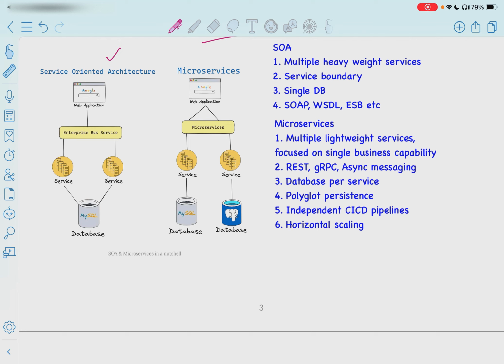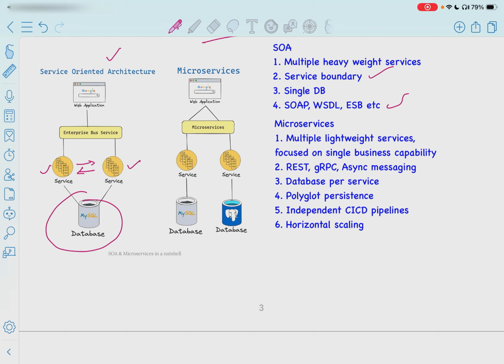In a service-oriented architecture, we have segregated our monolithic application into different services. So here you can see service A, service B, but these services will still communicate with a single database. Here we do have the concept of service boundary, right? We have segregated the services. And if these services want to communicate with each other, then they will use SOAP, WSDL, or enterprise service bus. Okay. So remember one thing here, the services are very heavyweight. These are not lightweight. So this is another approach that we can take.